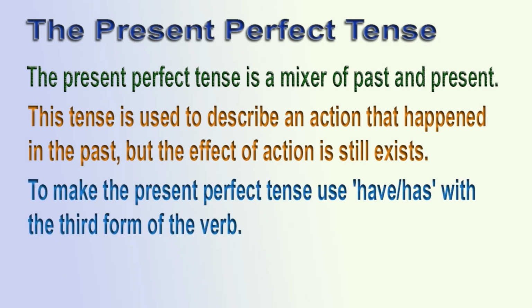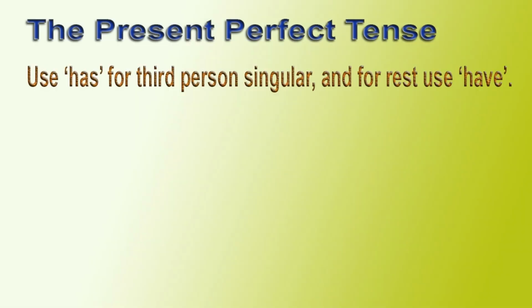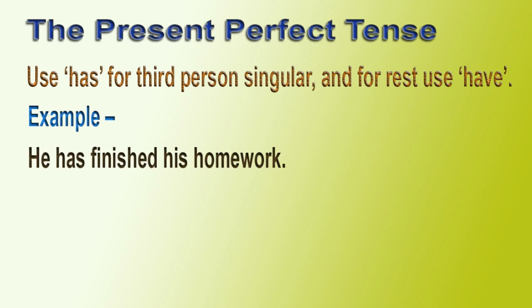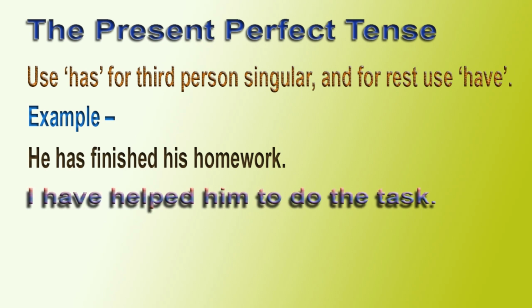To make the present perfect tense, use have or has with the third form of the verb. Use has for third person singular, and for the rest use have. Example: he has finished his homework. I have helped him to do the task.